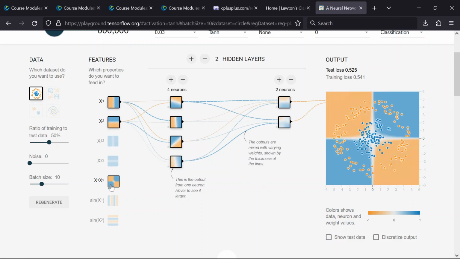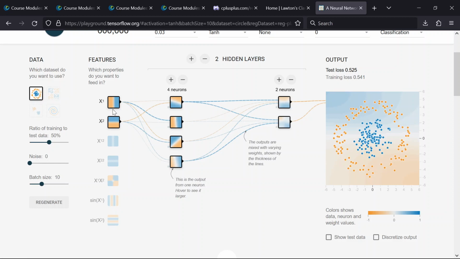So here are your features. These are all the inputs that you could get. Right now it's hooked into the x coordinate of the dot and the y coordinate. X2 stands for the y coordinate, because there are usually many dimensions, more than just two. This is hard to read. This is the x coordinate squared, x1 squared. This is x2 squared, the y coordinate squared.